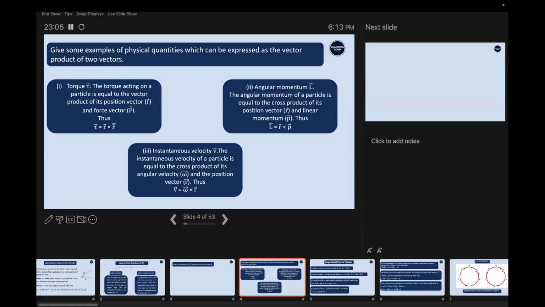But when you express a cross product, what is the important point to be kept in mind? You need to ensure that both are vectors. You cannot express the cross product between two scalar quantities. Is that clear?